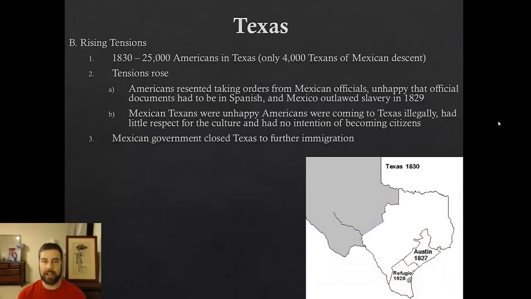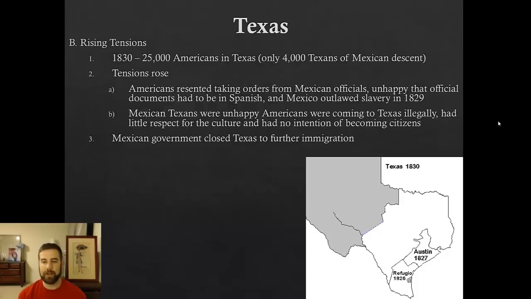Over time, as news spreads in the United States about Texas as a land of opportunity for farming and agriculture, a lot more people are going to move to Texas, more than the Mexican government had thought in the beginning. There are also Texans of Mexican descent called the Tejanos, and there'll be some conflicts between the Tejanos and the Texans in regards to these new Texans coming in that are not following the regulations that Stephen Austin and the other 297, 300 families originally had.